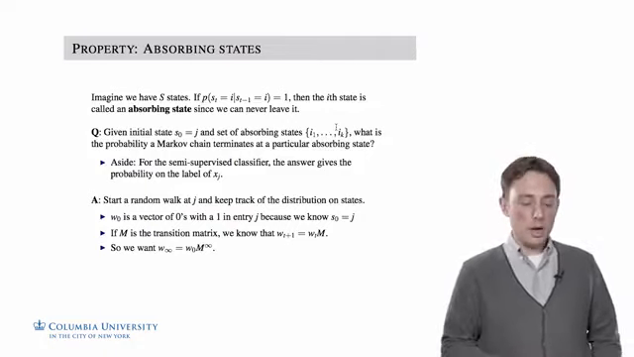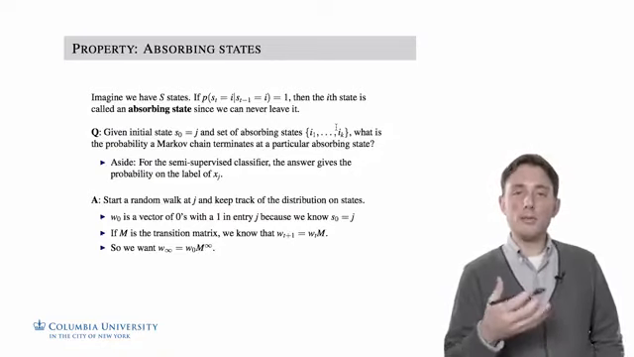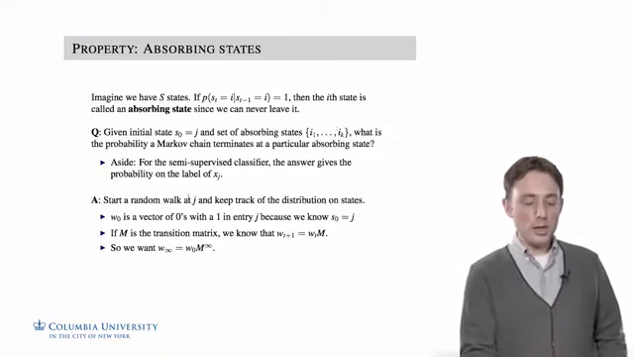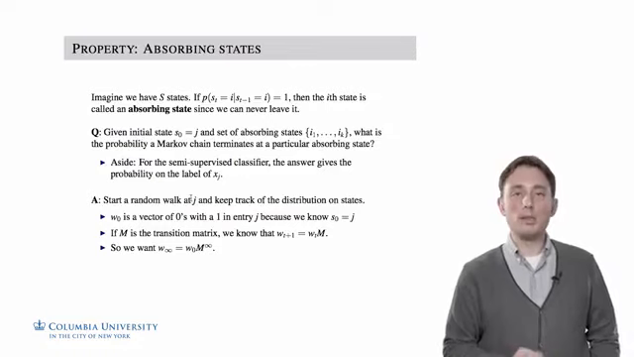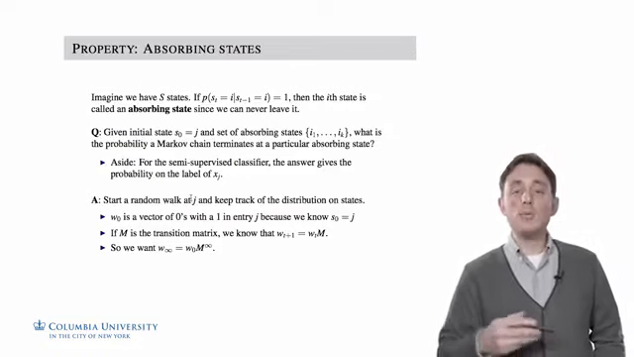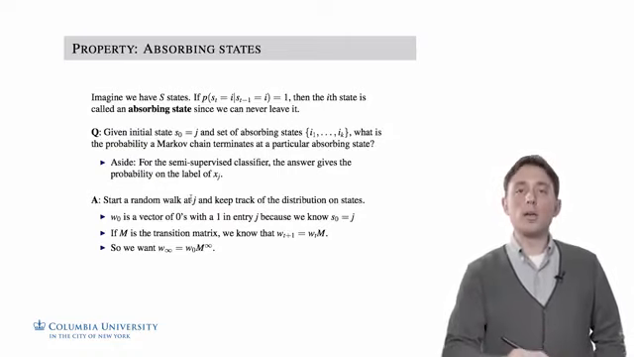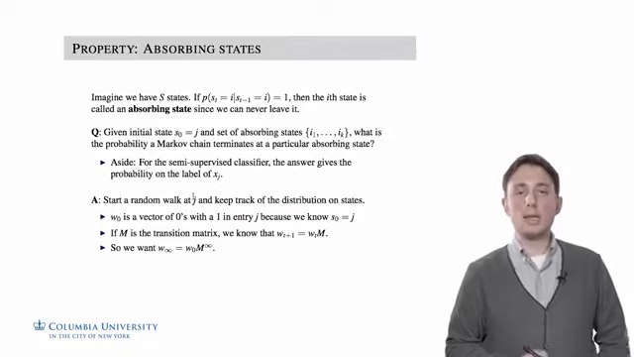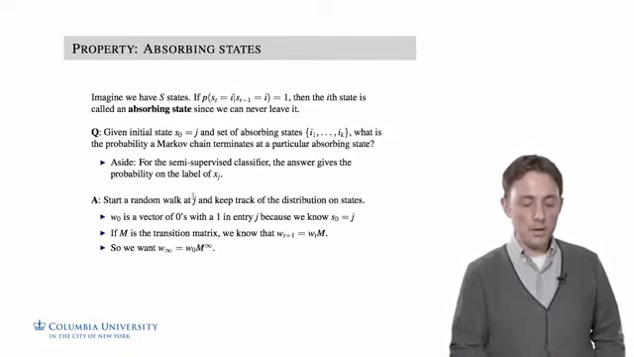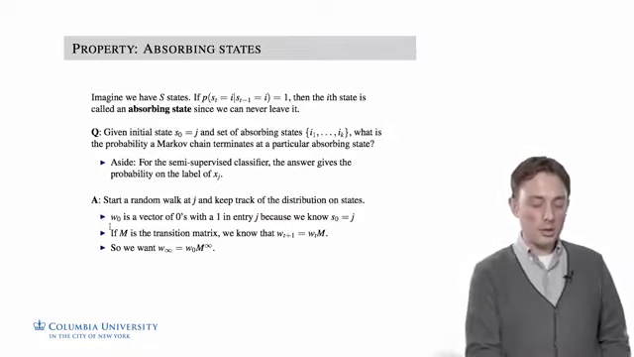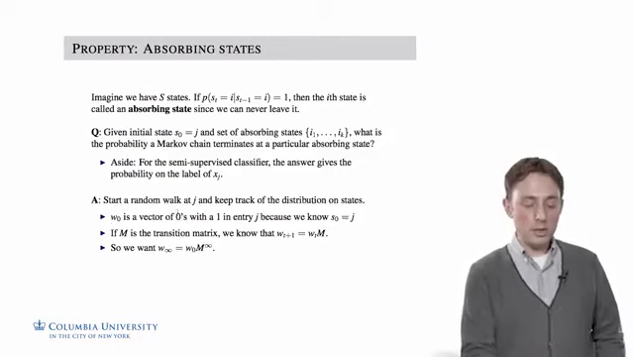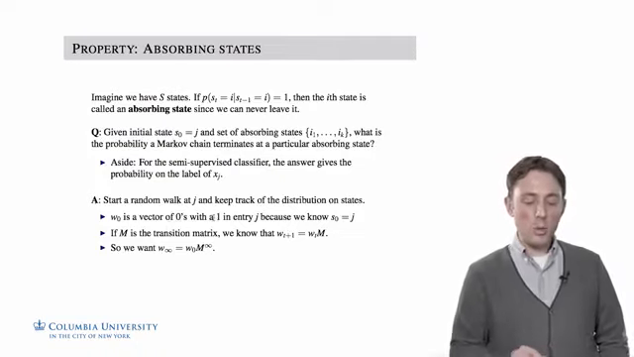So the answer to this problem, or at least the first way to approach it, is to simply start a random walk at state j and keep track of the distributions on states as a function of time. So we start the random walk deterministically at state j at time 0, and so in that case W0, using the same notation as previously, is a vector of n minus 1 zeros and a 1 in entry j.